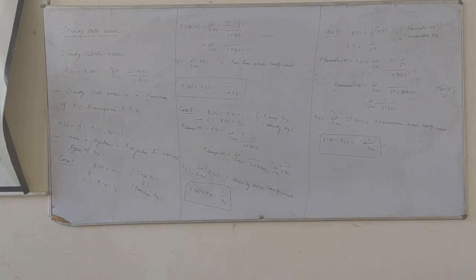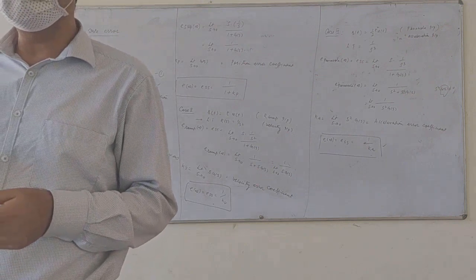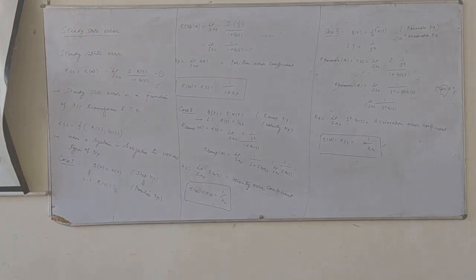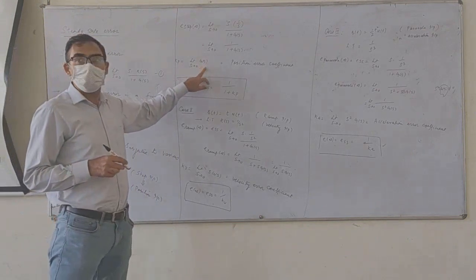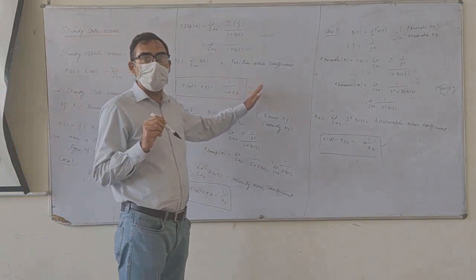So what is an acceleration error coefficient? Ka is limit s tends to 0, s square G of s. And if you have to find the error at the steady state, it is 1 by Ka. What's the position error coefficient? Kp is limit s tends to 0, G of s only. And similarly for the velocity, limit s tends to 0, s G of s. So if you have to find the error, for acceleration it is 1 by Ka, for velocity we have 1 by Kv, and for position I have 1 divided by 1 plus Kp. This should be remembered, memorized.